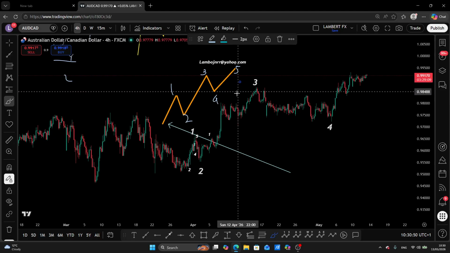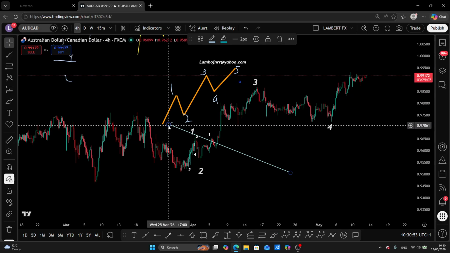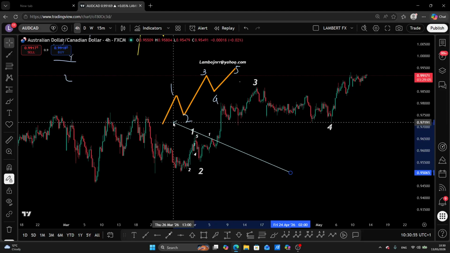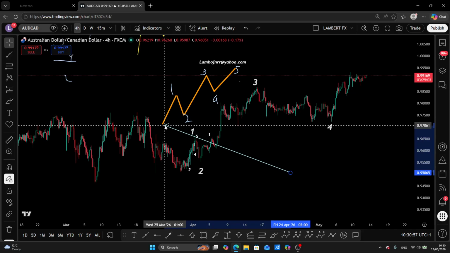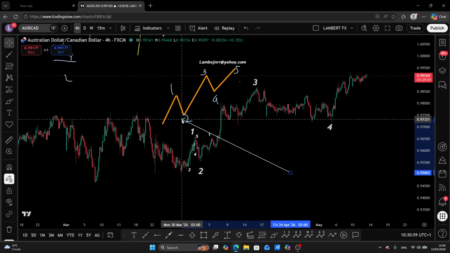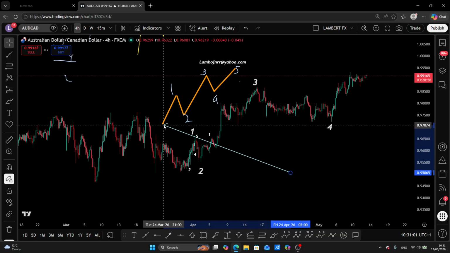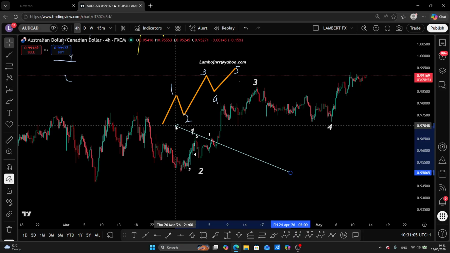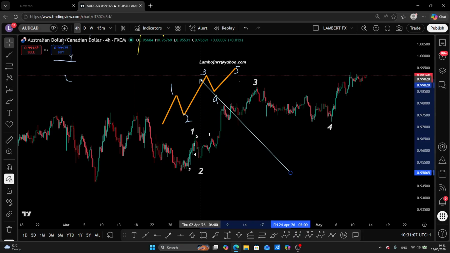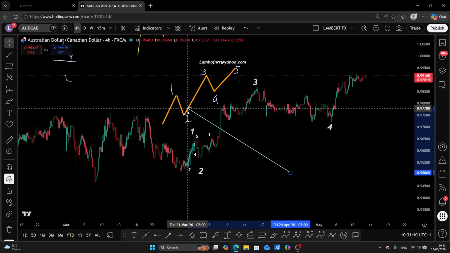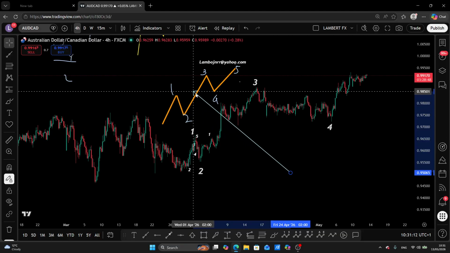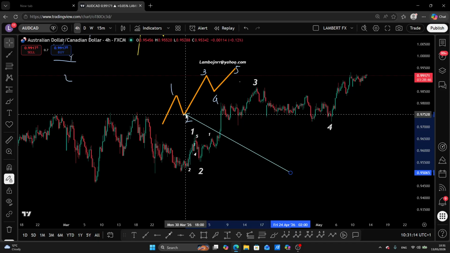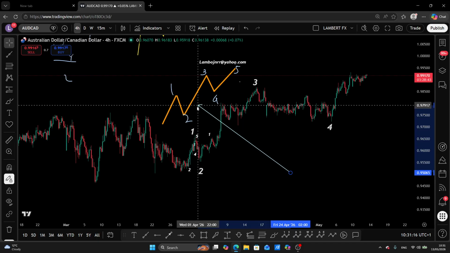The rules are that your leg 2 must not go below your 1. It can be 100%, but must not be below the start of your 1, the start of the leg up. So your leg 3 must consist of a 5-wave up. Each of these 5-leg ups must contain a 5-leg as well on the lower time frame.